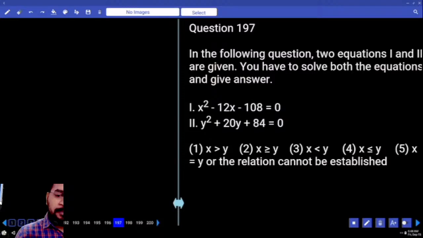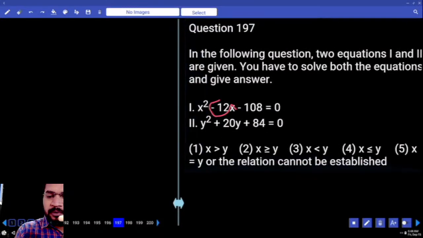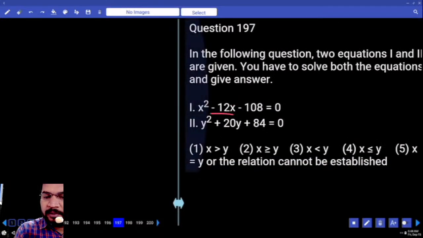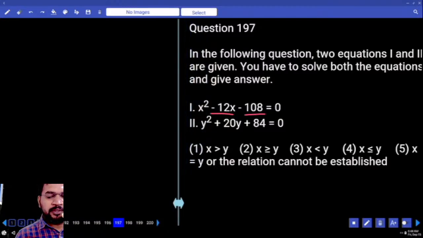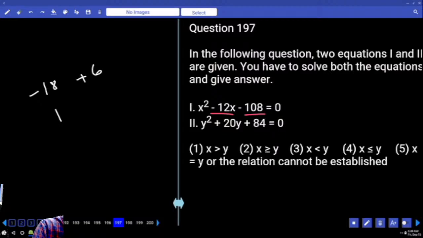Next, minus 12, minus 108. So what are the possibilities? 18, 6, but minus 18. Yes or not? Minus 18 plus 6. It comes outside. 18 minus 6. Are you clear or not? Sum should be minus 12. Next.